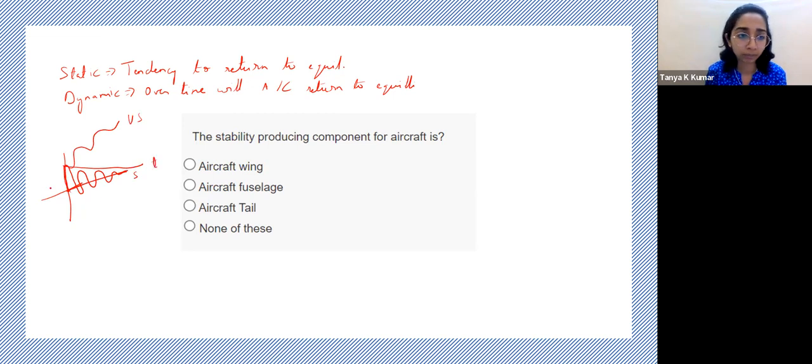So this is time and this is whatever state you're measuring. With dynamic stability, the component of time comes into the picture. So over time, will it achieve equilibrium? Static stability just tells you whether the aircraft has some component that will try to bring it to equilibrium. It does not tell you whether equilibrium will be achieved or not. Is it clear?